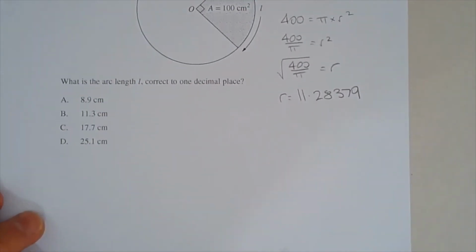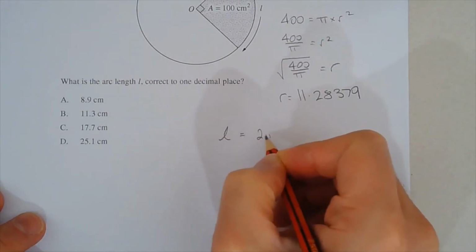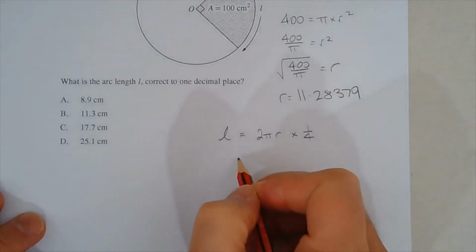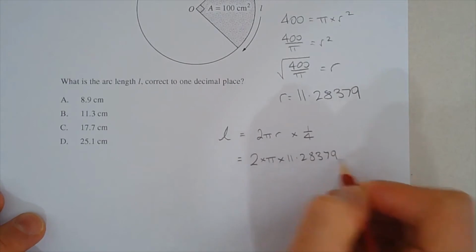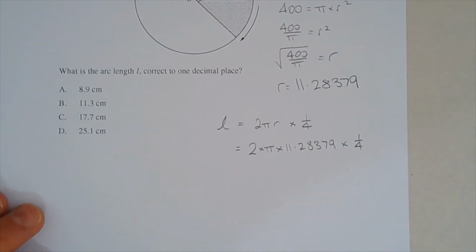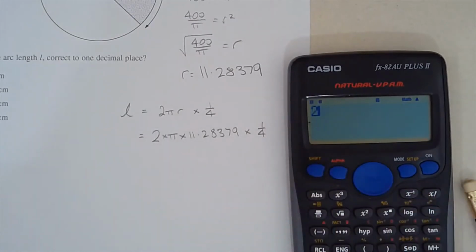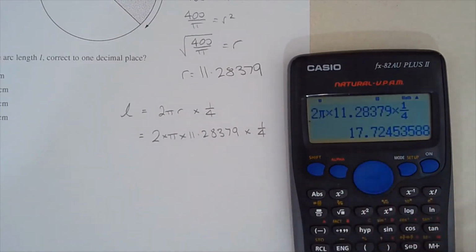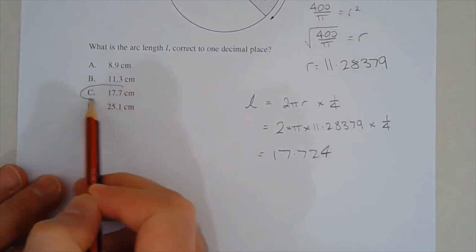Now let's find the arc length. So L is equal to 2 pi r. But we're only talking about 1/4 of the circle, so we're going to multiply that by 1/4. So that's 2 multiplied by pi, multiplied by the radius we just found, 11.28379, and then we multiply that by 1/4 because we're dealing with 1/4 of a circle. You could alternatively divide that by 4, it's the same thing. Let's enter that in and see what we get. 2 pi times 11.28379 multiplied by 1/4, and we get 17.724, and the closest answer we have there is option C.